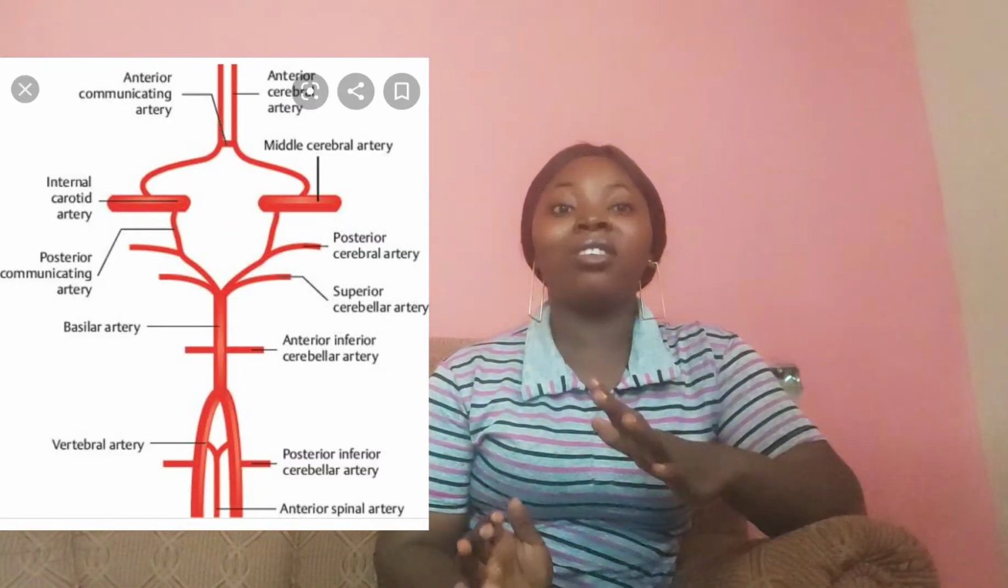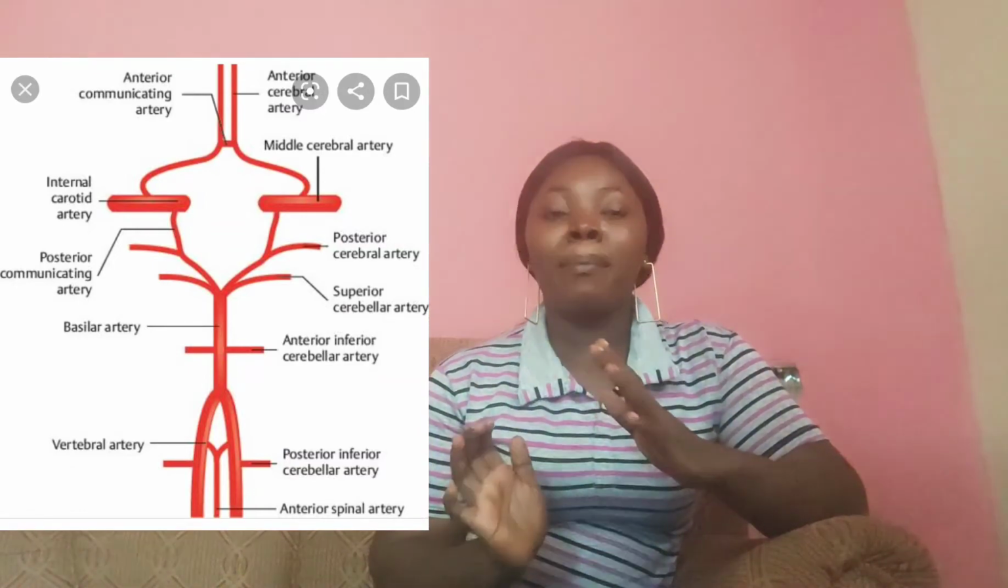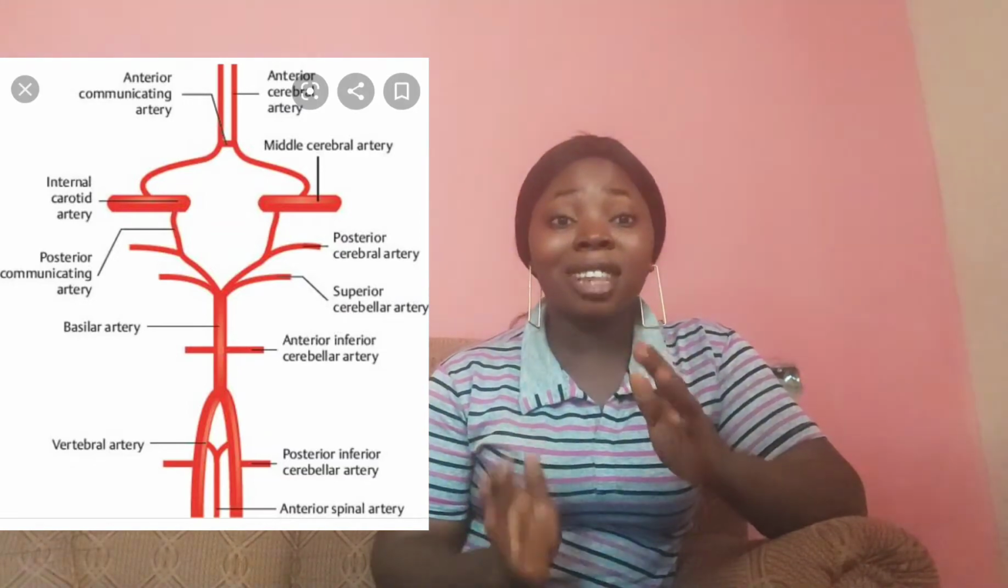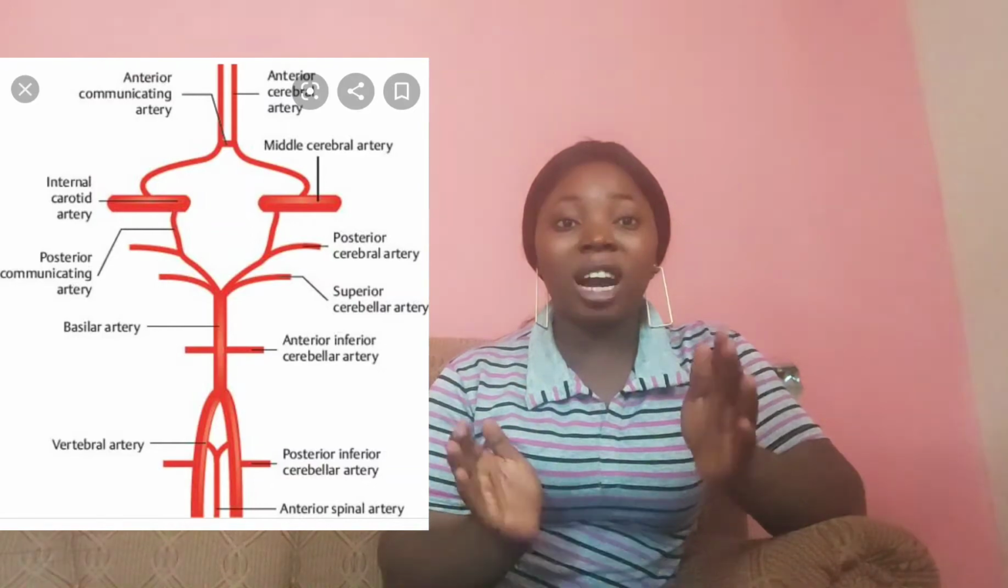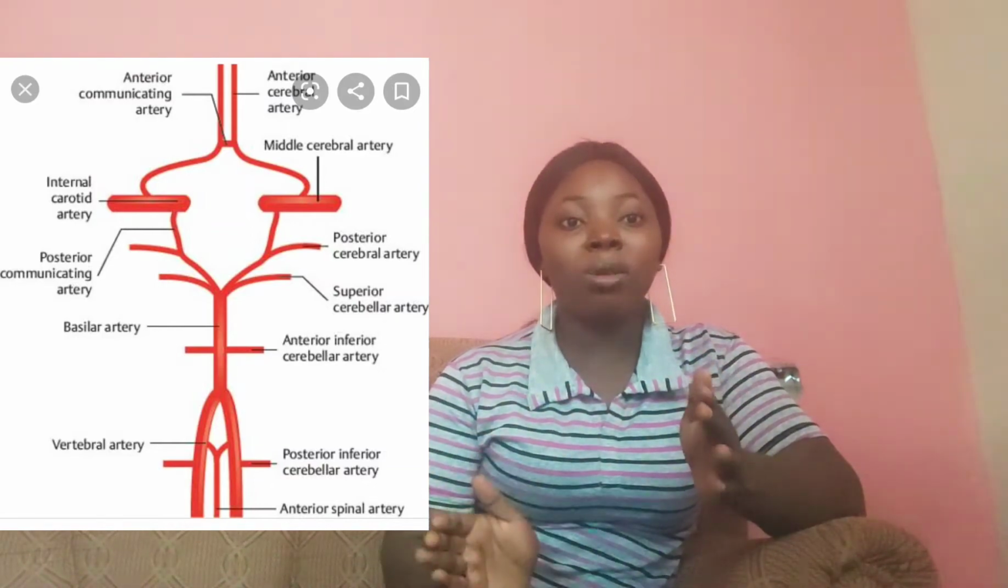At the superior aspect of the cerebellum, the basilar artery gives off an artery called the superior cerebellar artery, which supplies the superior aspect of the cerebellum, and another artery called the ophthalmic artery, which supplies the eye and goes to the retina to form an artery called the central retinal artery.